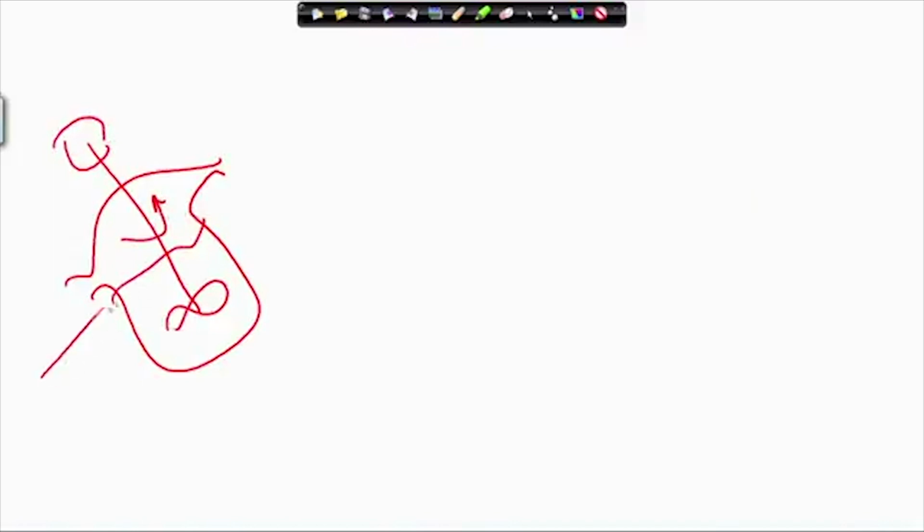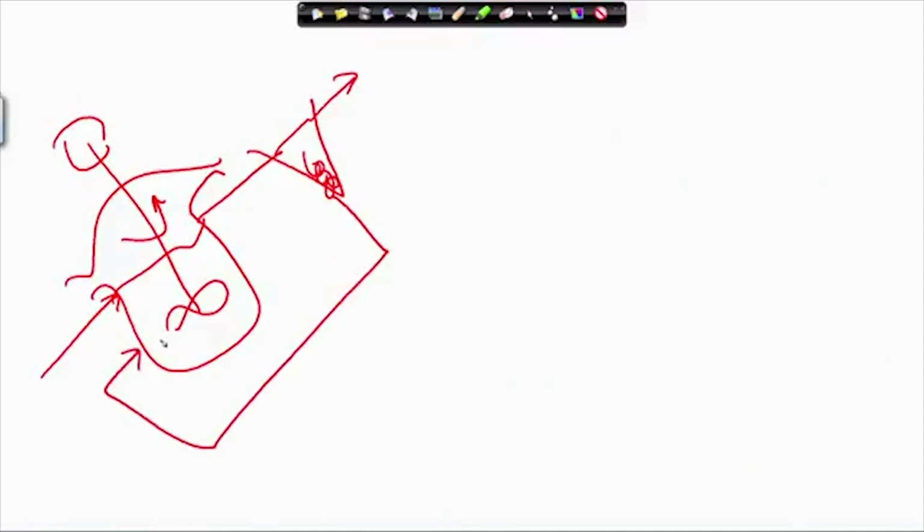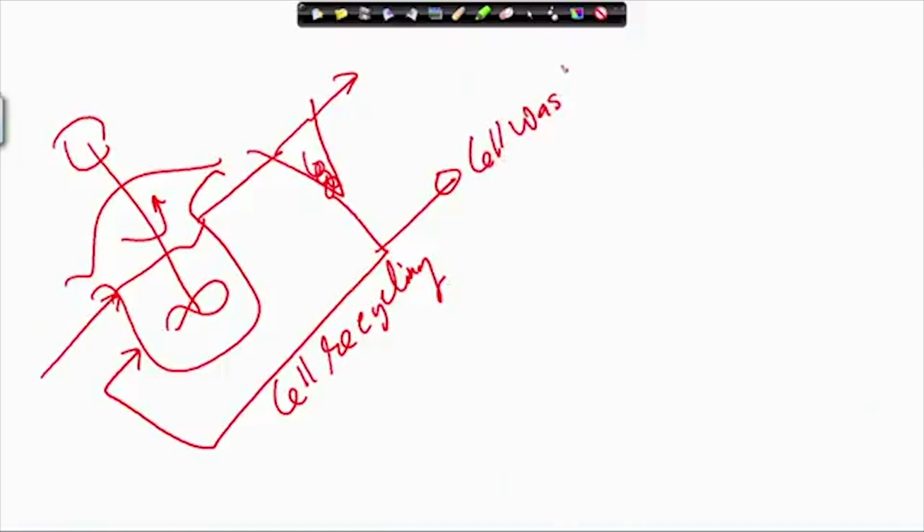If we see the CSTR with cell mass recycling, it basically looks like this. Here we can have the settler, and this is going out. A part of it you recycle back, and a part you waste. This is called cell recycling, and this is called cell wasting. This is actually the effluent, a clear liquid effluent. This is the feed we have.